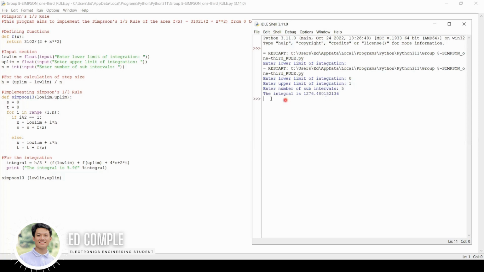So as you can see, we now have the integral, and now we have calculated the integral. As you can notice, the number of digits after the decimal is 9 digits, as we have indicated in this part. And that's it. This is the Simpson 1/3 rule.